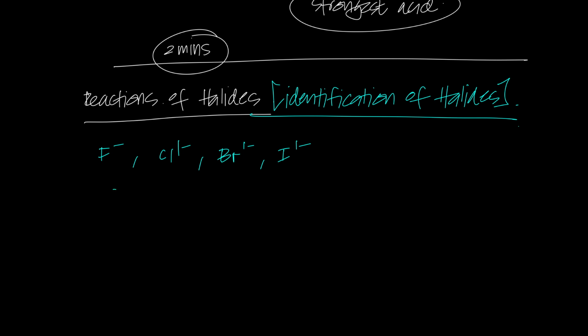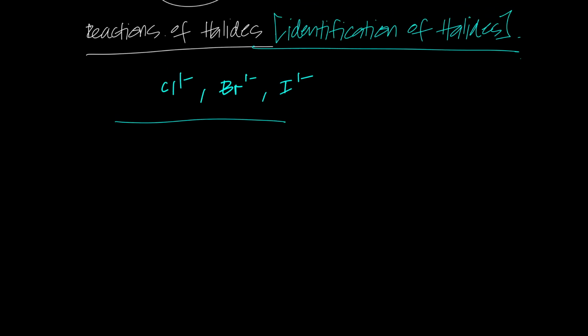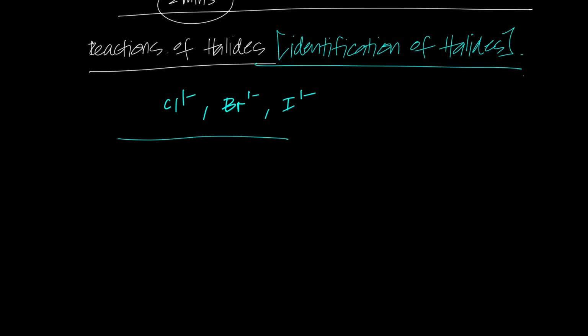So how do we test for these ions? In our course, it's just the chloride ion, bromide ion, and iodide ion. Fluoride is not a part of our course because fluoride is a little tricky. Fluorine in general is very tricky, and so is its ion. But how do we know that there's a chloride, bromide, or iodide ion? That's the next step: reaction of halides. We're almost done with this chapter. Then we're just left with nitrogen and sulfur.